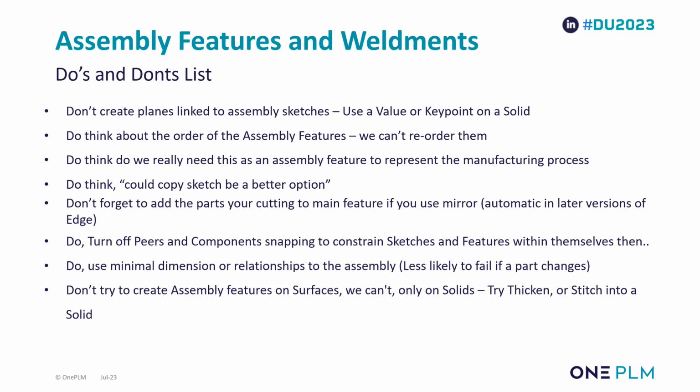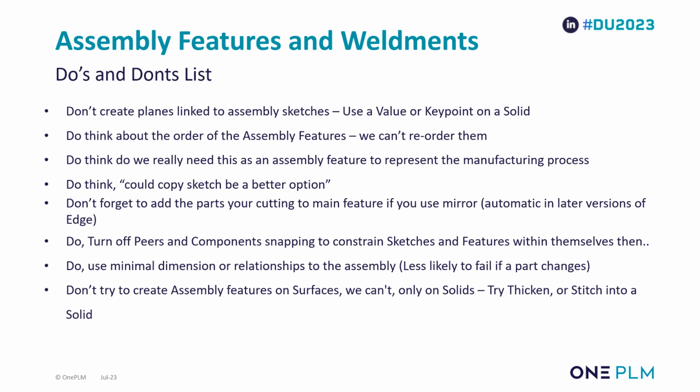Don't forget to add the parts you'll cut into the main feature if you use a mirror. So if we cut some holes in one side and we mirror those over to the other side, in the original cut feature, when we get to the select parts step, we need to select the parts that we're going to mirror the cutout into in our next step. Or we could just mirror it within the sketch as well. There are a couple of different options.